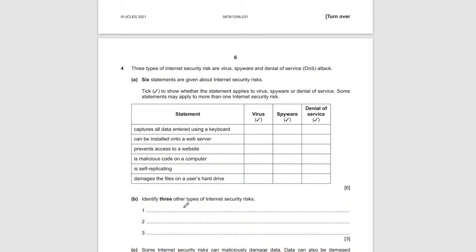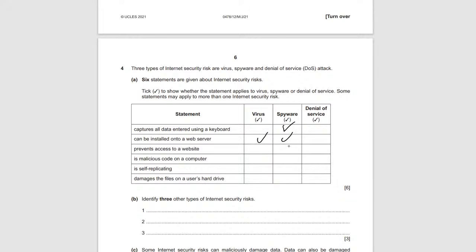So here we have 6 statements that are given about the internet security risks. We're supposed to tick to show whether the statement applies to viruses, spyware, or denial of service. And some statements may apply to more than one security risk. So let's see. Captures all data using a keyboard. No, that's actually spyware. Can be installed onto a web server. That can be done. A virus can, spyware can.